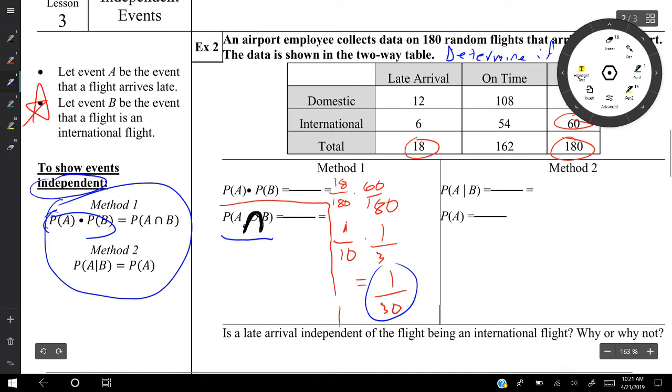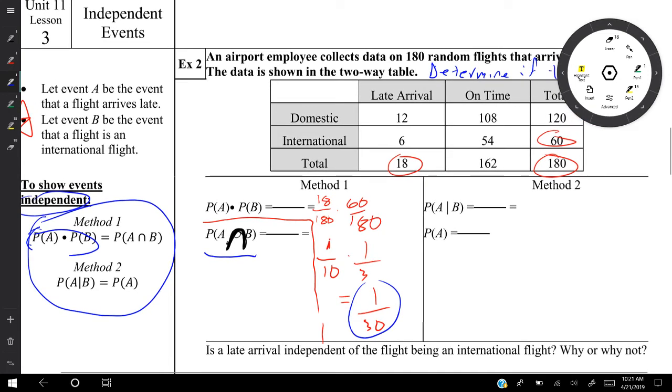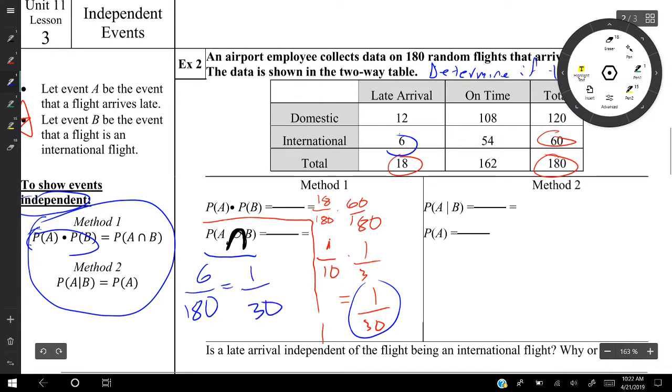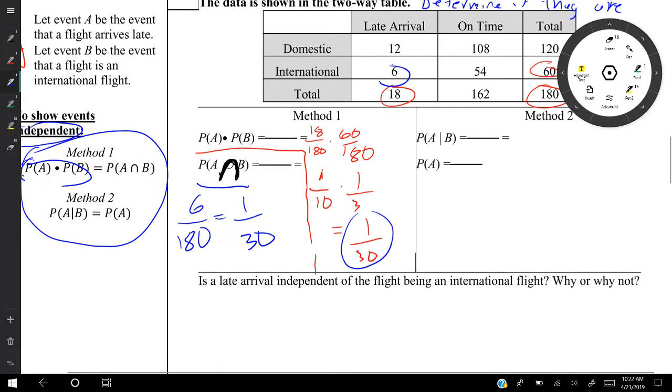Let's see. A and B. So that means what is the probability that it is an international flight that arrives late? International and arrives late. 6 out of the 180, which is 1/30th. So because this is equal to this, that is method 1, they are independent.